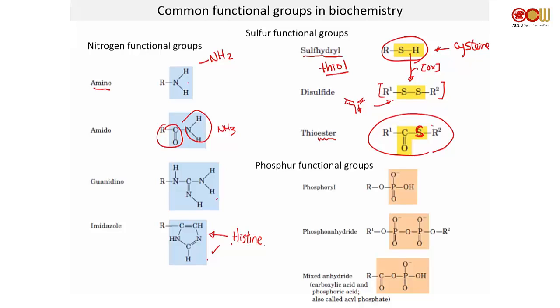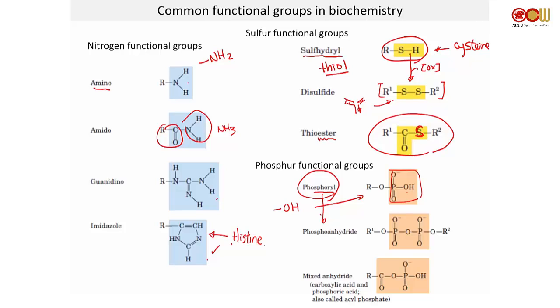Lastly, you have phosphorus-containing functional groups. For example, phosphoryl, or phosphoanhydride, or mixed anhydride. So phosphorylate is essentially you turn an alcohol into phosphate. So this guy is a phosphate, and then you put it onto this oxygen, and then you get a phosphoryl group. Phosphoanhydride is essentially two phosphoryl groups coming together, and you form a phosphoanhydride, simple, through a water-eliminating reaction.